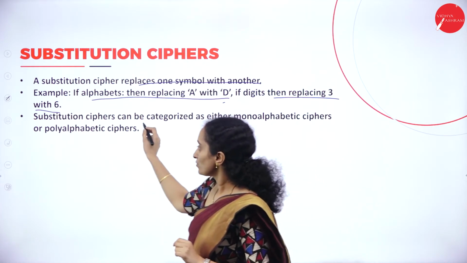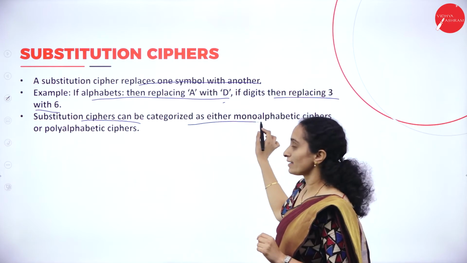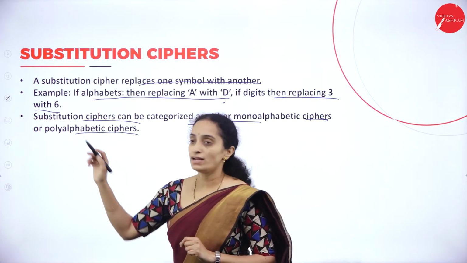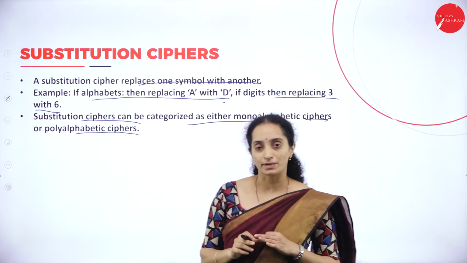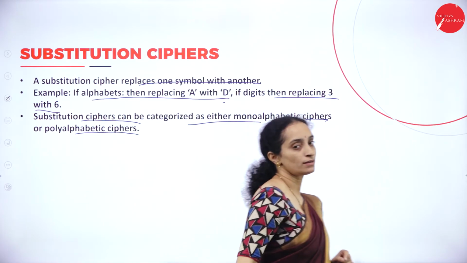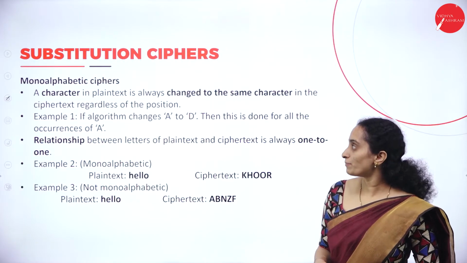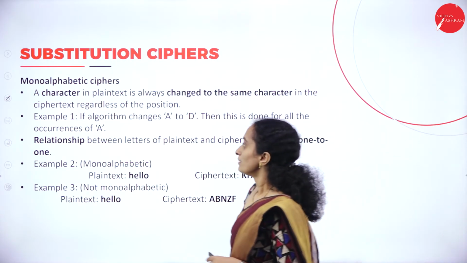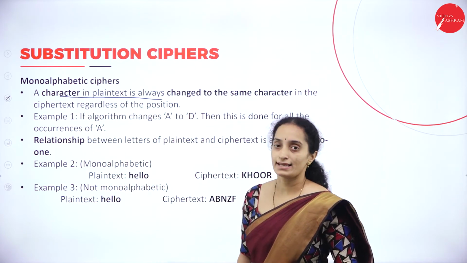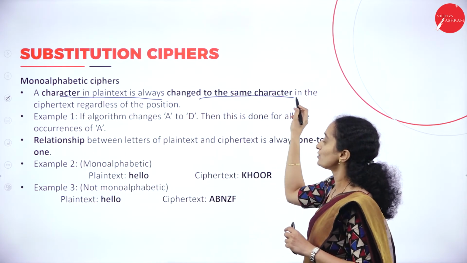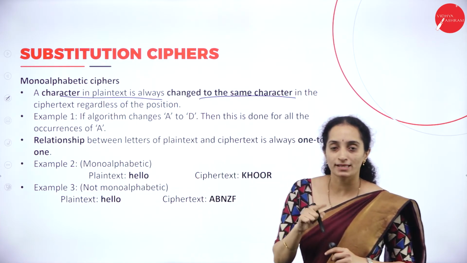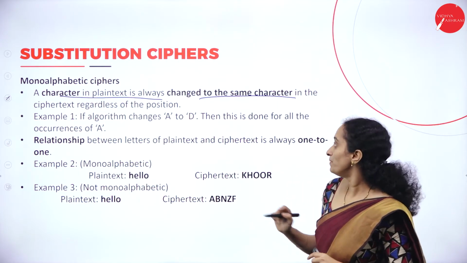Substitution ciphers can be categorized as either monoalphabetic or polyalphabetic ciphers. What are these monoalphabetic and polyalphabetic ciphers? In monoalphabetic ciphers, a character in plain text is always changed to the same character. The same character is used to replace the character in the plain text.